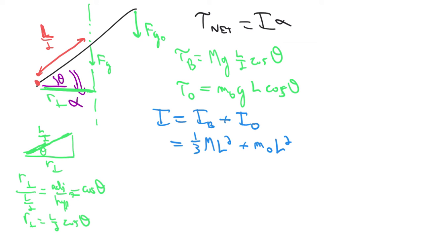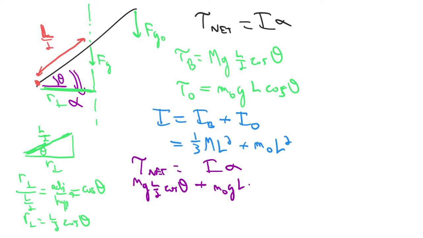This lets us put together, back into tau net, so we go back to this equation, and maybe we should get some space here. We'll get that tau net is I alpha. So we have mg L over 2 cosine theta plus m0g L cosine theta equals 1/3 ml squared plus m0 l squared times alpha. And then we have to do some algebra.